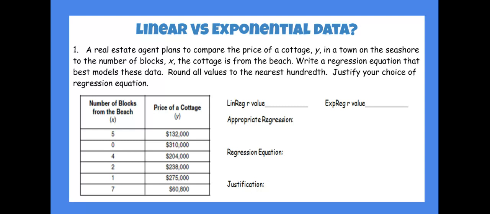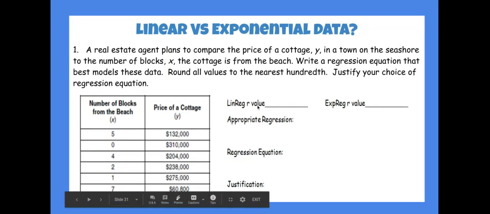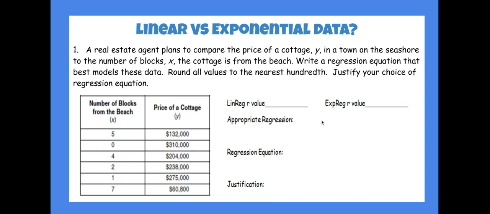Write a regression equation that best models these data. Round all values to the nearest hundredth. Now that means for the equation, not for the R values. The R values are what we're using to justify our choice of appropriate equation. So the Regents isn't going to have any of this on there. You just need to go through all these steps to justify your answer.